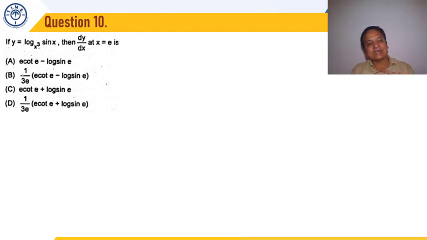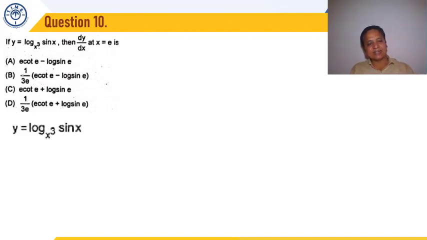Y is equal to log sin x to the base x cube. We have to find dy by dx at x equal to e. First of all, we simplify this expression. Log a to the base b can be written as log a to the base c upon log b to the base c. That's the base change formula we'll be applying first.